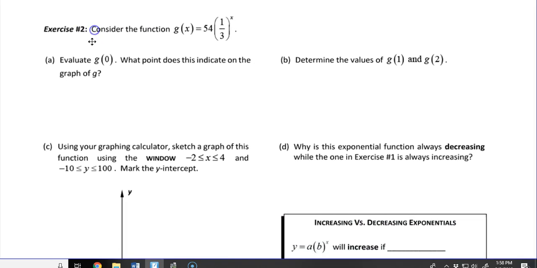Okay, for our example 2, I would like you to work out parts A and B, because I think you have the background to do that. Find out g of 0, tell us what point that indicates, and then find the values of g of 1 and g of 2. Play the recording when you're ready.